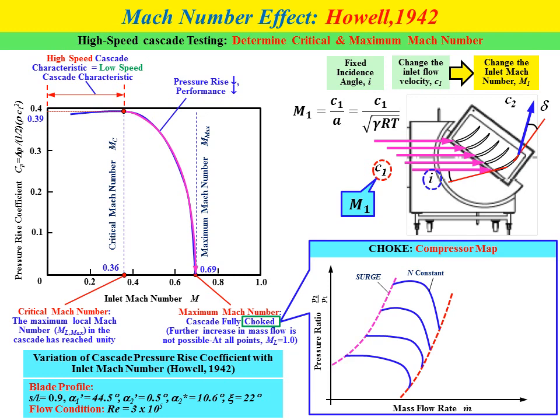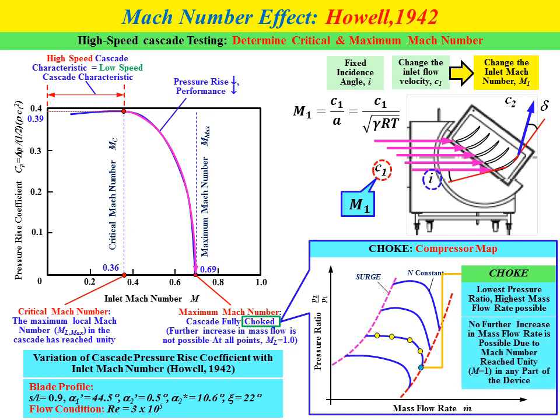So if we take only one constant N curve, as shown in the figure, when we increase the value of mass flow rate, the value of pressure ratio will decrease until a certain point when no mass flow rate increase is possible and no pressure ratio increase is possible. This point, at the lowest pressure ratio and highest mass flow rate possible, we refer to as the choke point. At choke condition, no further increase in mass flow rate is possible because Mach number reaches unity, M equal to 1, in some part of the device.